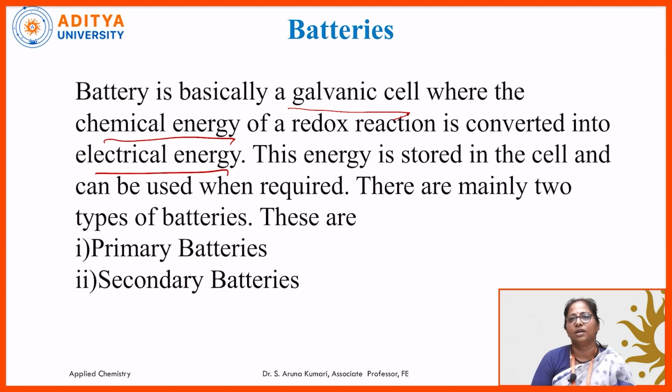We all know that a battery is one which supplies electrical energy, and this energy is supplied due to the redox reaction. There are two main types of batteries: primary batteries and secondary batteries. So, batteries have been divided into two types. The first one is a primary battery and the second one is a secondary battery.